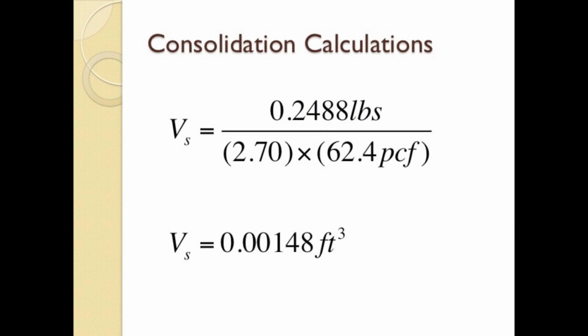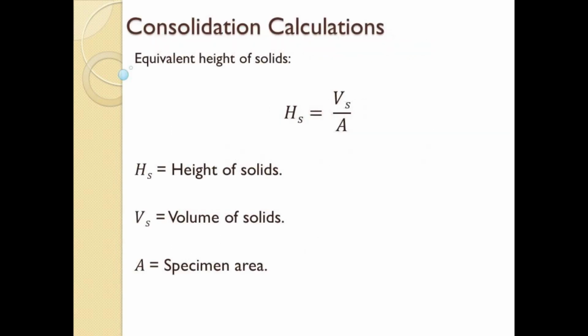So we divide our total dry mass, 0.2488 pounds, by the specific gravity of the solids, which was 2.7, times the density of water, 62.4 pounds per cubic foot. After computation, we obtain the volume of the solids, 0.00148 cubic feet.